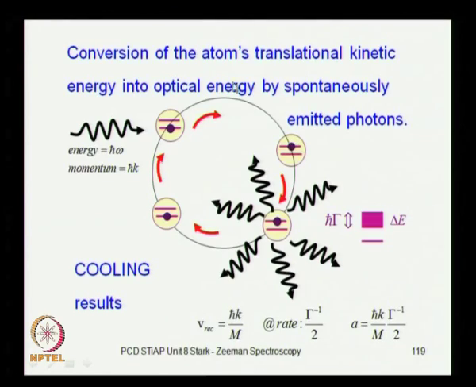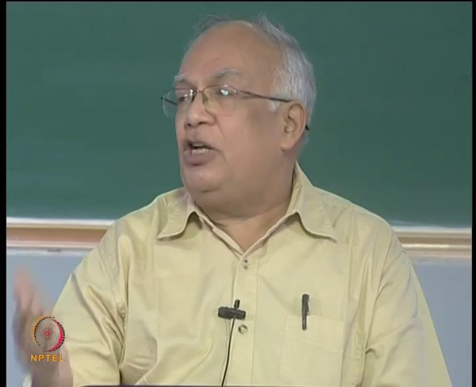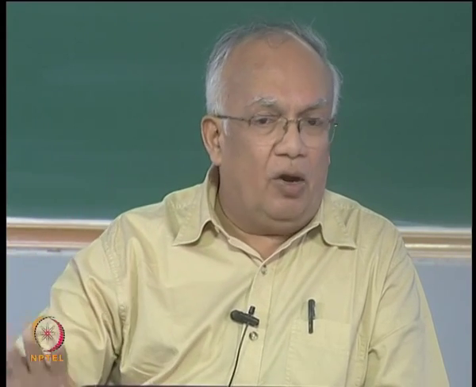What is happening is that the atom's translational kinetic energy gets converted into optical energy through spontaneous emission of photons. So, there is an energy transfer through this process. This is like taking an additional degree of freedom into account, which was not there originally, which is losing light to the surrounding.